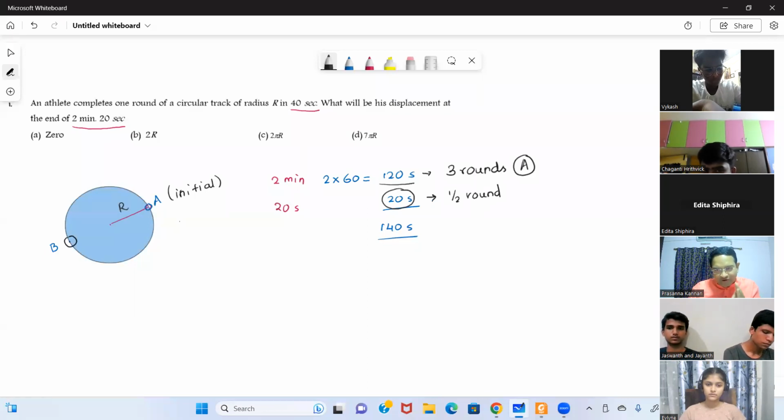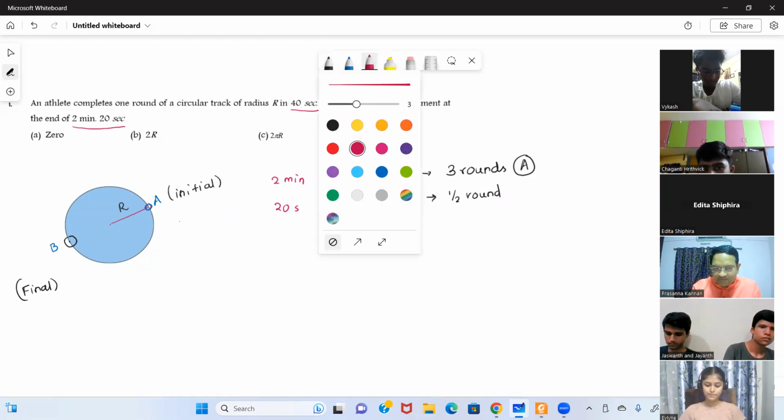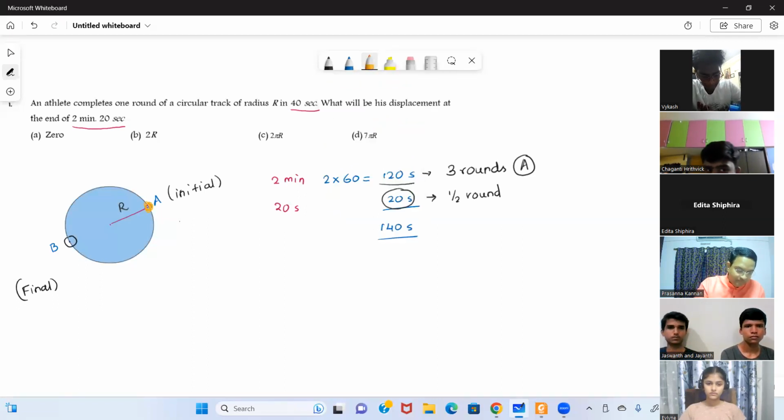But if he completes half a round, he will reach the point B. So his initial position is A and the final position is B. Do you agree, guys? Yes. So we have learned that displacement is nothing but the shortest distance between initial and final positions. So what is the starting position? A. What is the final position? B. So you join both of them by a line.